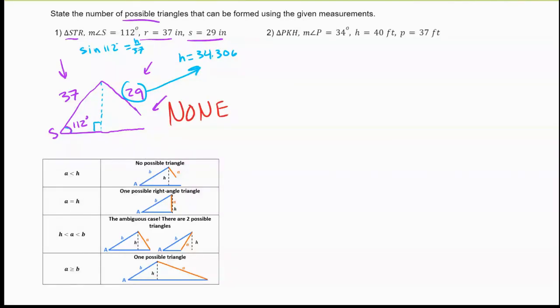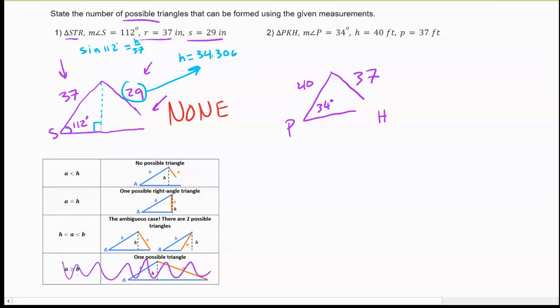For the second one, I'm going to draw it kind of the same way. Again, this isn't to scale or anything. I put my angle that I'm given here. This is angle P. The opposite side here is 37. The adjacent side, H, is 40, which means that this is H down here. And so now again, in this one, I see that my opposite side is less than my adjacent side, meaning it is not going to be case 4.